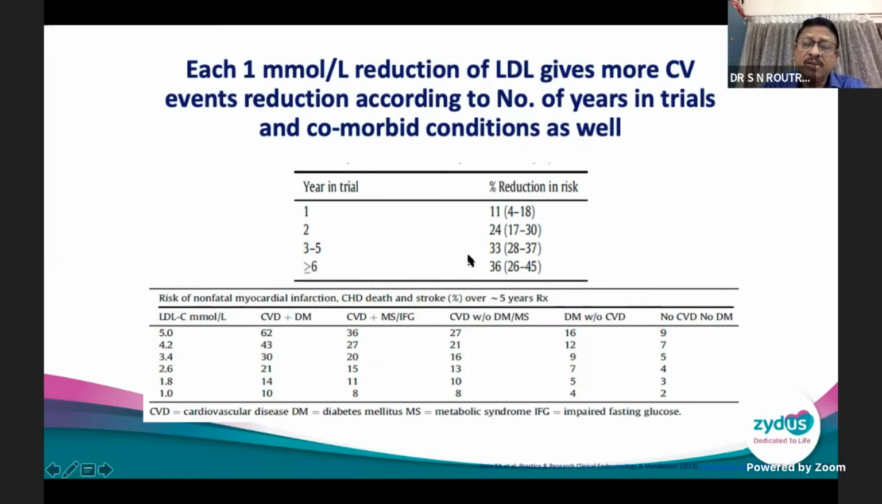As the age advances, as the duration of treatment increases, as the LDL remains low for a longer period, the reduction of risk becomes more. This is the risk of non-fatal myocardial infarction, CHD death, and stroke, shown according to the LDL cholesterol or per millimole per liter. Here is the CBD plot: diabetes mellitus, cardiovascular disease, metabolic syndrome, and impaired fasting blood glucose. And if you see this, in all these conditions, the LDL level is directly related to the risk.